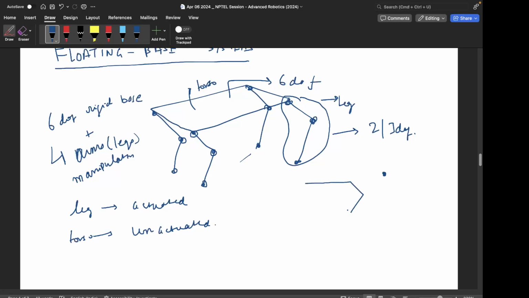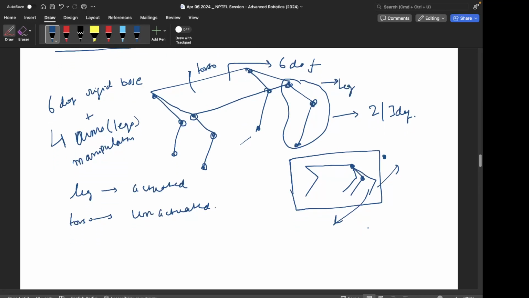So 2 degrees of freedom means that the leg can only move in the plane of the paper, right? If this is the plane of the paper, then with 2 degrees of freedom, that is in this joint and this joint, the leg can move anywhere in this plane, right? When we add a third joint, then the leg can move out of the plane and inside the plane also.